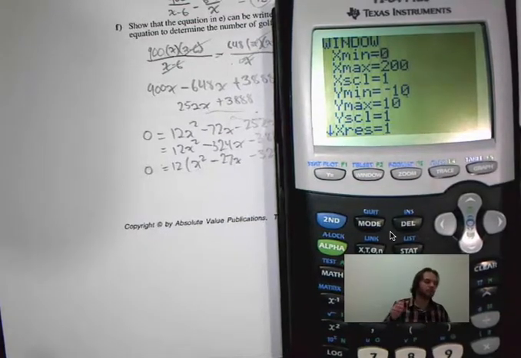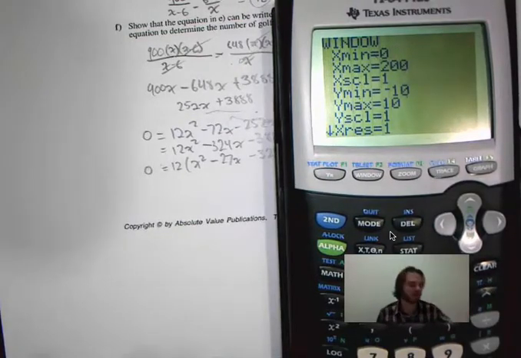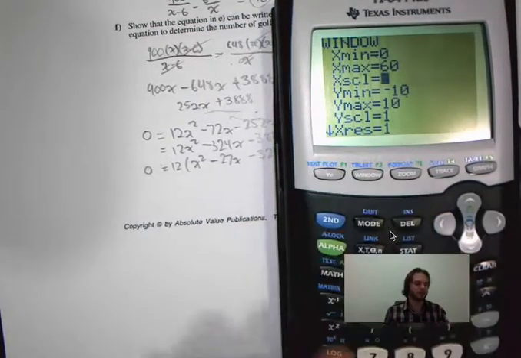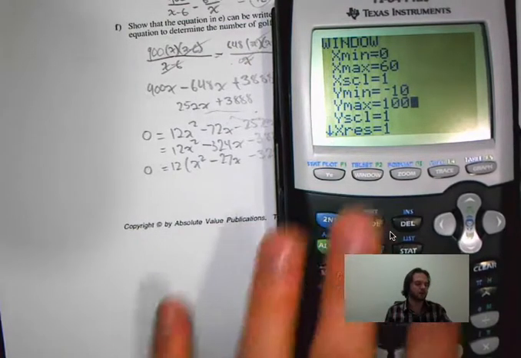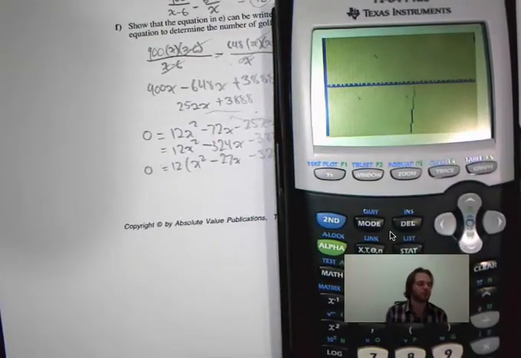Now, let's take a look at my window. I know it's going to be greater than 6, so I'm going to put 0 here. Because if it's a negative x-intercept, we know we cannot use that, right? My x max, I'm going to say is, I don't think he's going to be selling them for more than $50 a shirt. Okay, so I'm going to say 60 there is my biggest. Now my y min and y max, well, how many shirts does he have? Well, I'm going to put this at maybe 100 and this here at negative 100. Just so I get a little wiggle room.